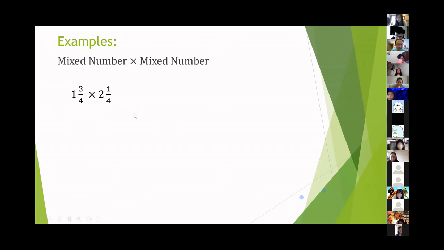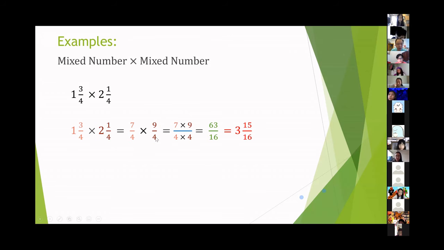Now, see the steps. When you are doing exercises or even in an exam, take a look at this. 1 and 3 over 4 changes to 7 over 4 first, and then 2 and 1 over 4 changes to 9 over 4. So 1 and 3 over 4 times 2 and 1 over 4 equals 7 over 4 times 9 over 4. And you're correct, 7 times 9 on top, 4 times 4 at the bottom, 63 over 16. The answer is 3 and 15 over 16. So very good, you get the answer.